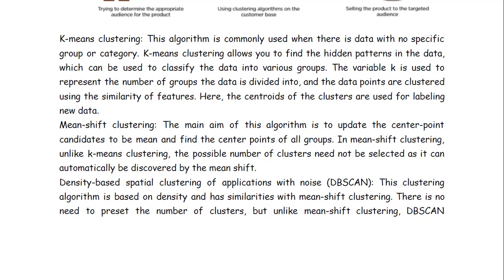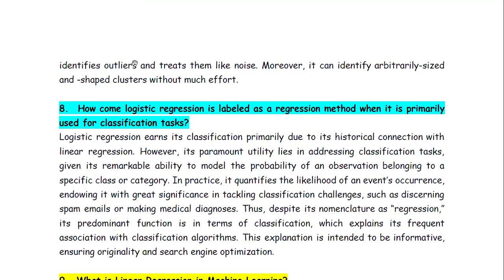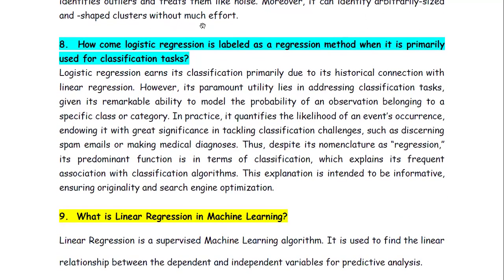Otherwise, random choice of k may lead to some incorrect results. But still it is very popular, and some solutions for this problem also occur from time to time, like the elbow method. Then there is density-based spatial clustering of applications with noise, DBSCAN. This is based on density and has similarity with mean shift clustering. No need to preset the number of clusters, but unlike mean shift clustering, DBSCAN identifies outliers and treats them like noise. Moreover, it can identify arbitrarily sized and shaped clusters without much effort.